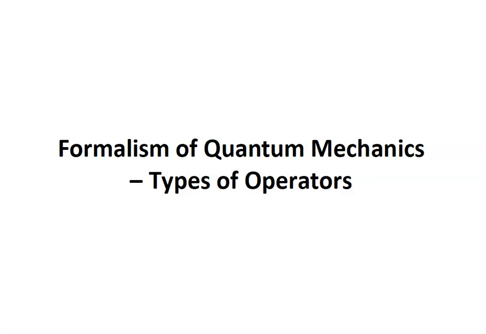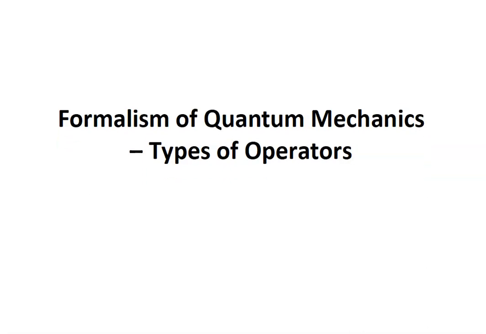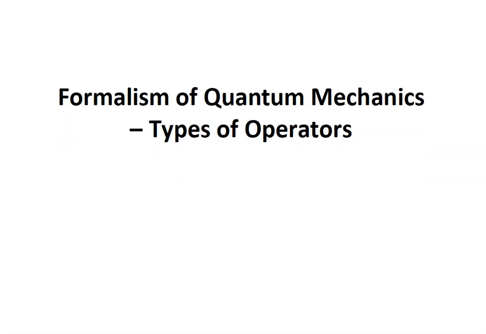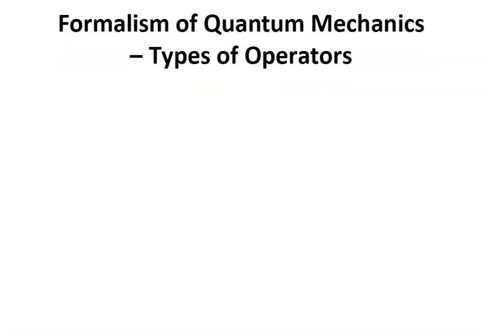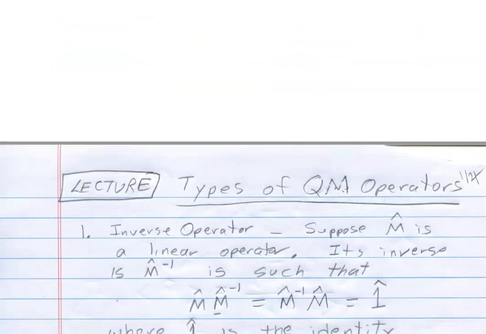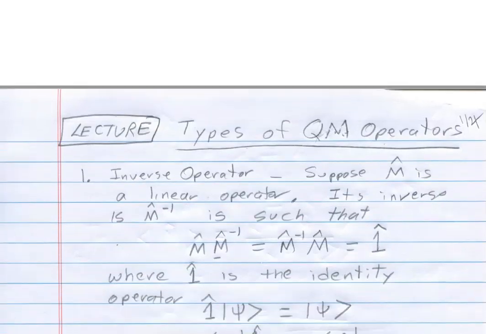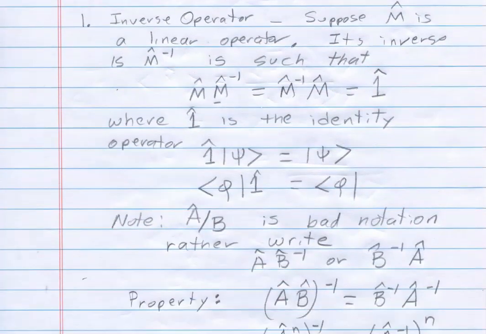We'll look at the different types of operators and basically define them, and really this is a carryover pretty much from the case of matrices as well. They have different types of matrices, and here it carries over to quantum mechanical operators.